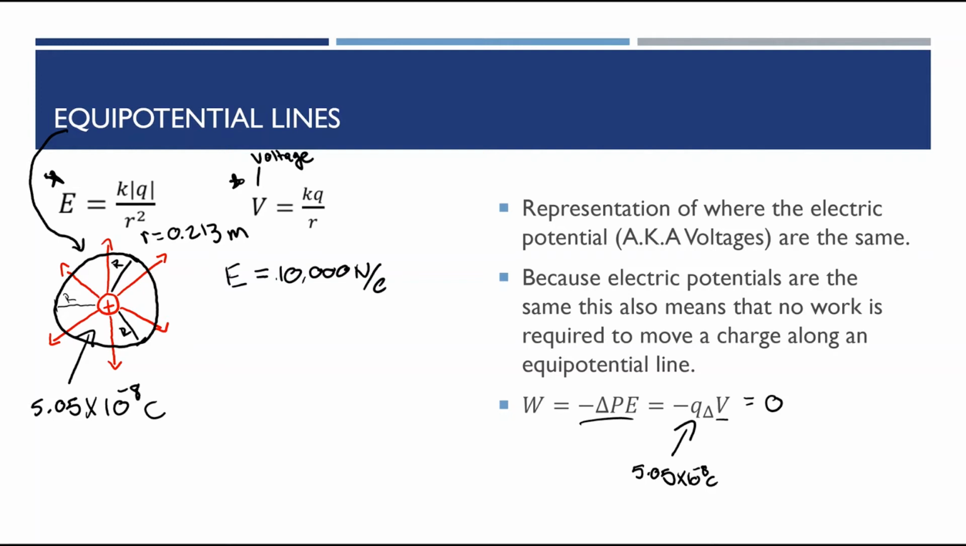But if we can see here, this is the same Q. If our distance didn't change at all, then our voltage wouldn't change. So our change in voltage in this case would equal 0, which would then, when we multiply those two together, we'd also get 0, meaning that it would require no work to move that charge along that equipotential line.